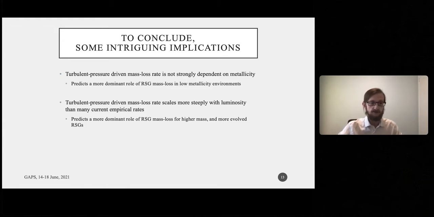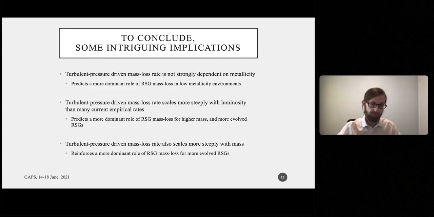Additionally, turbulent pressure-driven mass loss scales a bit more steeply with luminosity than many of the current empirical rates, again predicting a more dominant role of red supergiant mass loss for higher mass and more evolved red supergiants. Finally, turbulent pressure-driven mass loss scales more steeply with mass than many of the empirical rates thus far, which would reinforce that more evolved red supergiants would have a more dominant mass loss process as the star loses mass and mass loss continues to increase.